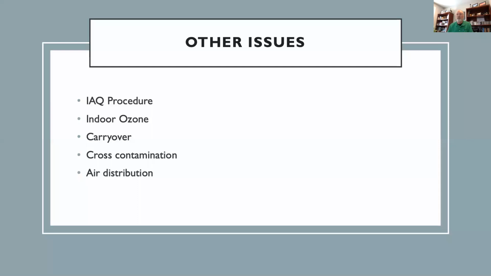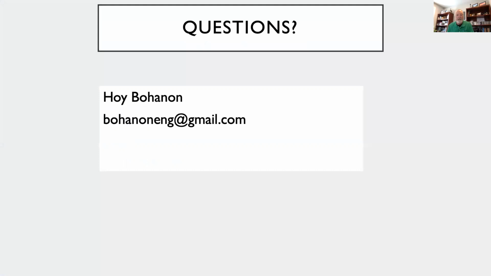So the IAQ procedure, indoor ozone, carryover and cross-contamination of energy wheels and so forth. Air distribution is an issue. So I really hammered air distribution today. What do we do? How do we make it work? And with that, I think I have saved some time for questions by blitzing through all these slides.